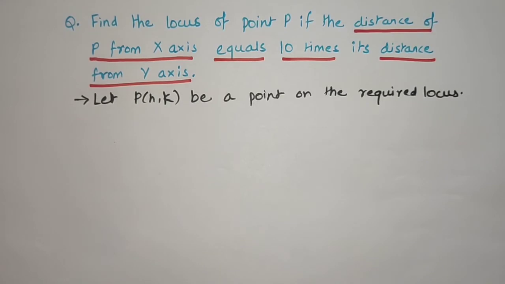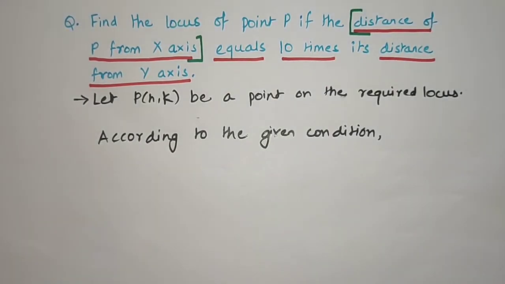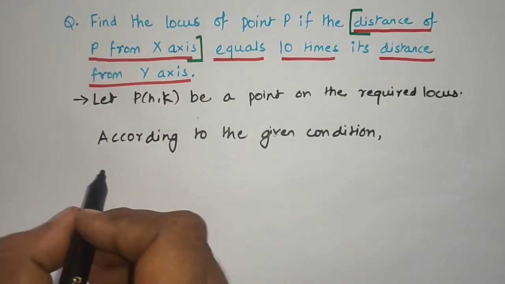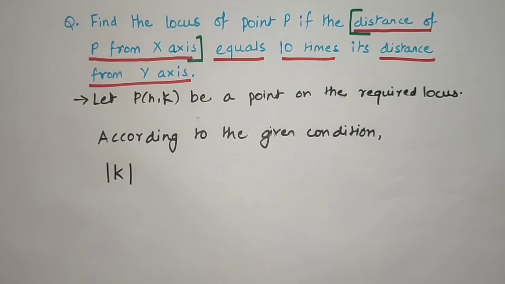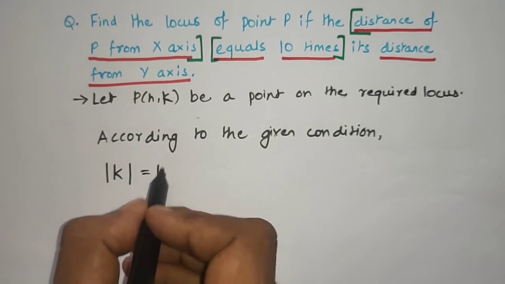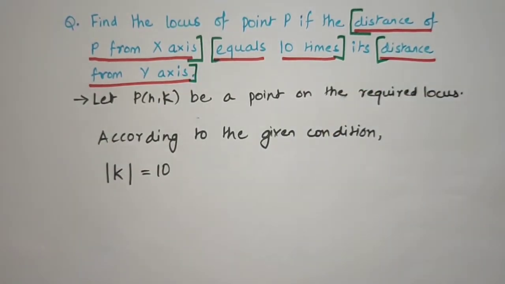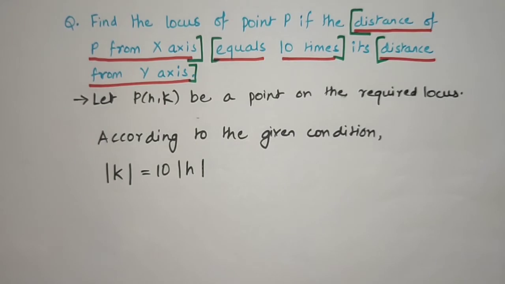Now, the first part of this condition says distance of P from the x-axis. We already discussed in this module that the distance of a point from the x-axis equals mod of the y-coordinate of the point. So here in this question, the distance of P from the x-axis will be mod of the y-coordinate of P. That means mod of k equals 10 times the distance from the y-axis. Again, we saw in this module the distance of a point from the y-axis equals mod of the x-coordinate of the point. So in this question, the distance of P from the y-axis will be mod of the x-coordinate of P. That means mod of h.